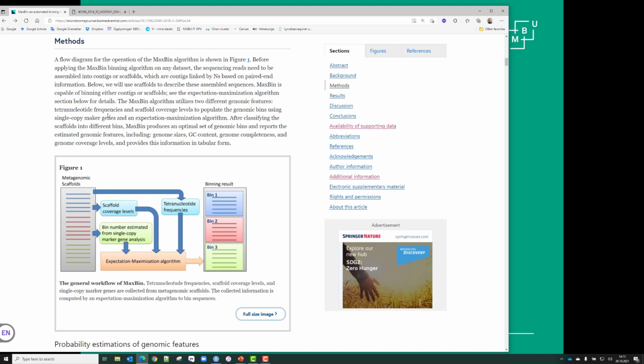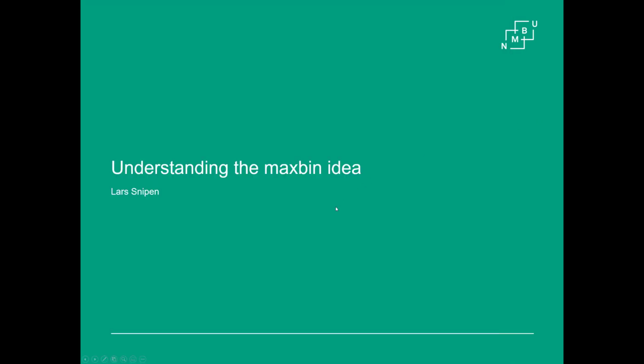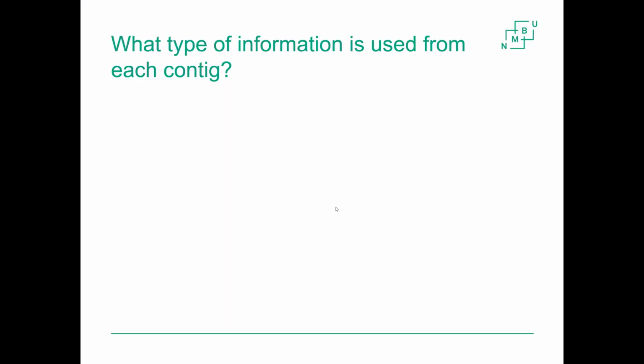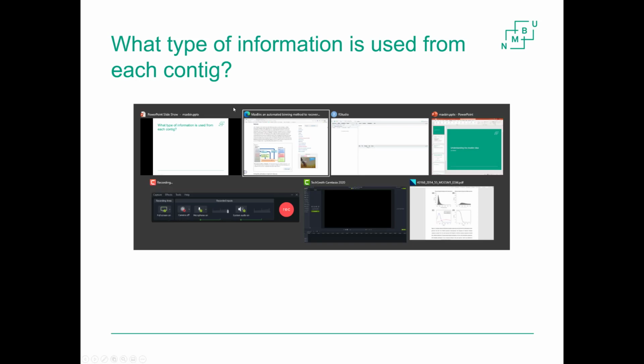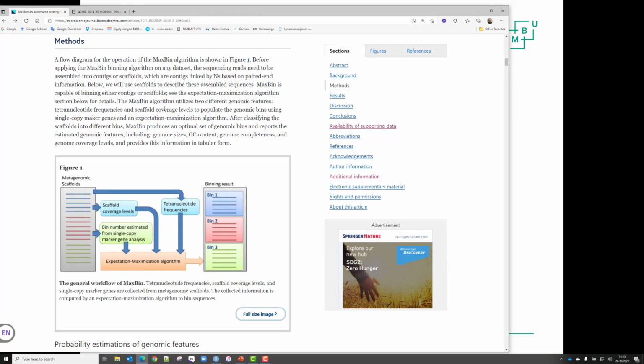So I had some points that I emphasized in this document of mine. Let's see if we can step through this together. First of all, what type of information is used from each contig? If we go into the paper here, it says the MaxBin algorithm utilizes two different genomic features: first, tetranucleotide frequencies, and second, scaffold coverage levels. So these are the two pieces of information that are used here.